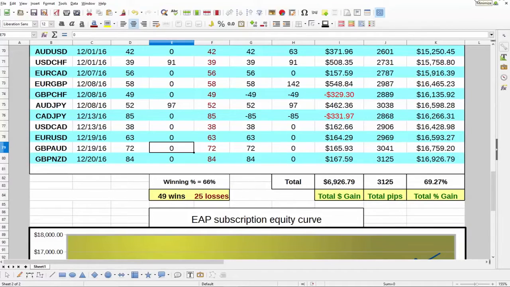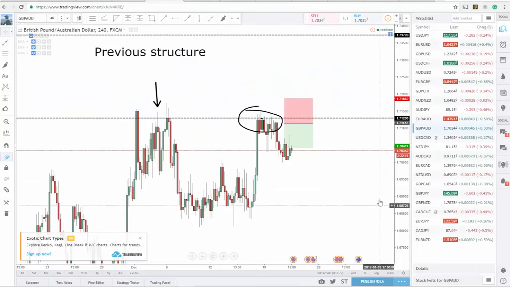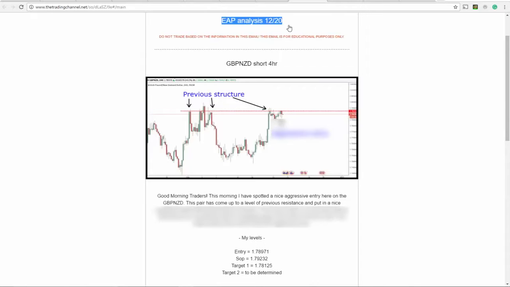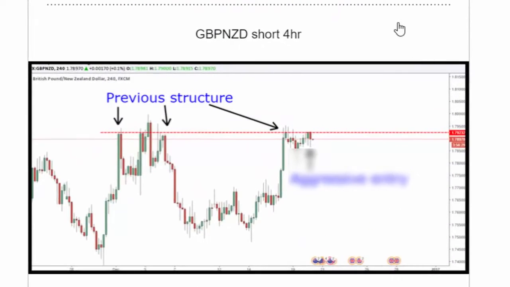I told you guys at the beginning of this video we had 3 trades in total for a total of 228 pips so far this week. Our third and final trade was on the pound New Zealand. And if we take a look here at the email analysis for the pound New Zealand, you can see that this analysis came out on 12/20, which was yesterday morning. And I was alerting traders of a pound New Zealand short trade.